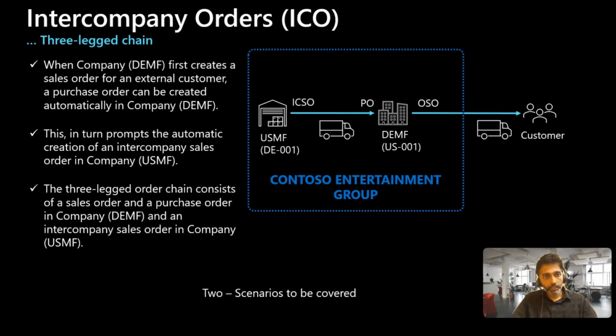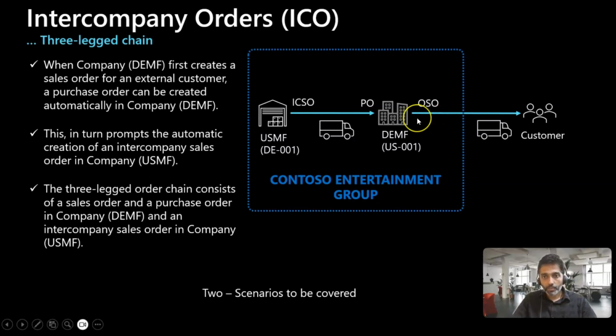First, let's understand the fundamental definition of the three-leg chain. In case of intercompany orders, when company DEMF first creates a sales order for an external customer, a purchase order can be created automatically in company DEMF. This in turn prompts the automatic creation of an intercompany sales order in company USMF, right? We already discussed in detail the original sales order, the intercompany purchase order and sales order. We also saw the two-linked chain in case of intercompany sales order and purchase order.